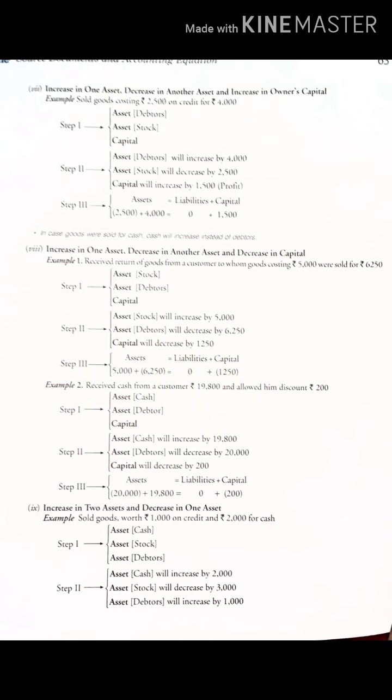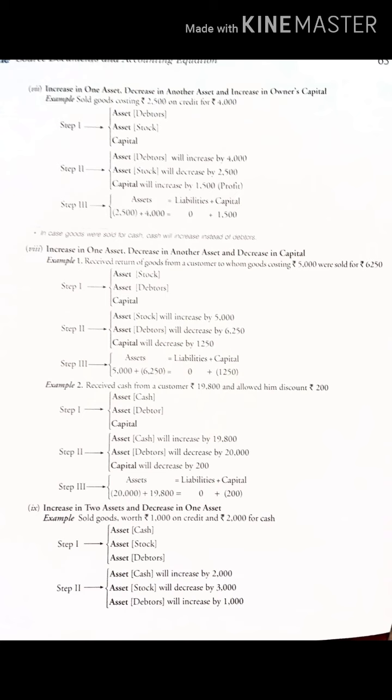So first and foremost, in the first step we check all the variables. Two assets are there, one capital is there. Now in the second step, we check the effect. Stock will increase, because we have received the return of goods of 5000. My debtors will decrease by 6250, because debtors have returned the goods, so they will not pay me the money. And my capital will decrease, because I had sold the goods on a profit of 1250, right? When I check the difference, it will be reduced from the capital.